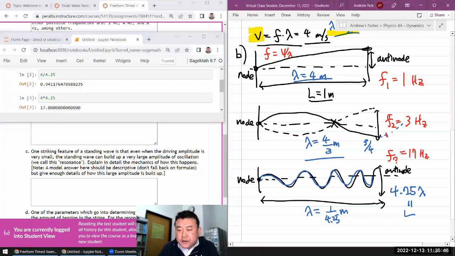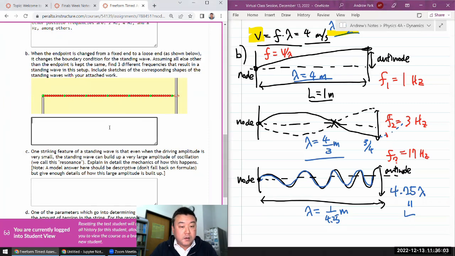17 hertz. And there is a pattern here. I think the pattern is all the odd integer multiples of this. So 1, 3, 5, 7, 9, 11, 13, 15, 17. That's probably the pattern. So here, my answer should be: frequencies of 1 hertz, 3 hertz, and 17 hertz are on resonance, and any other odd multiple of 1 hertz.